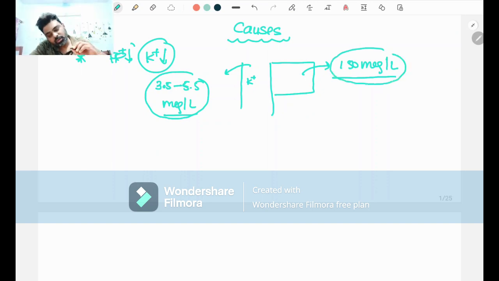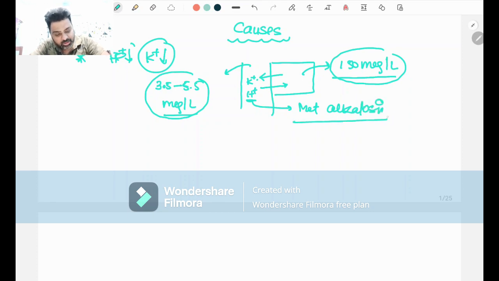Now, whenever there is hypokalemia, the cell gives potassium from the cell to the extravascular space, and in order to maintain neutrality, H plus is taken inside, and when H plus decreases, we call it metabolic alkalosis.